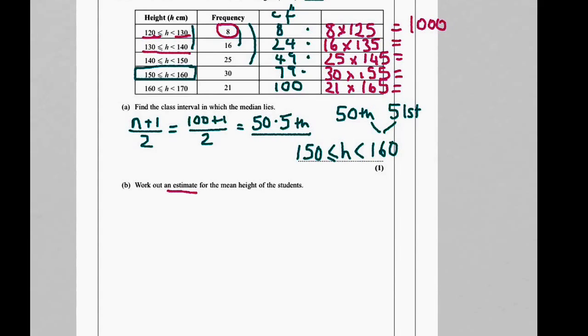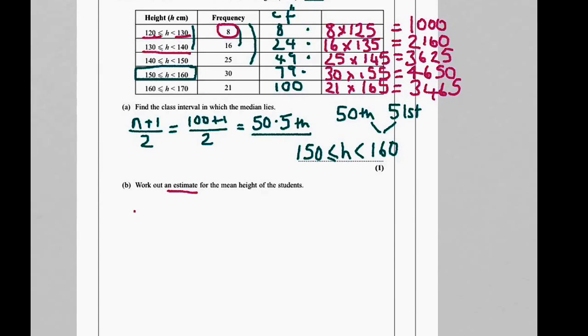16 times 135 is 2,160. 25 times 145 is equal to 3625. 30 times 155 is equal to 4650. And finally, 21 times 165 is equal to 3465.